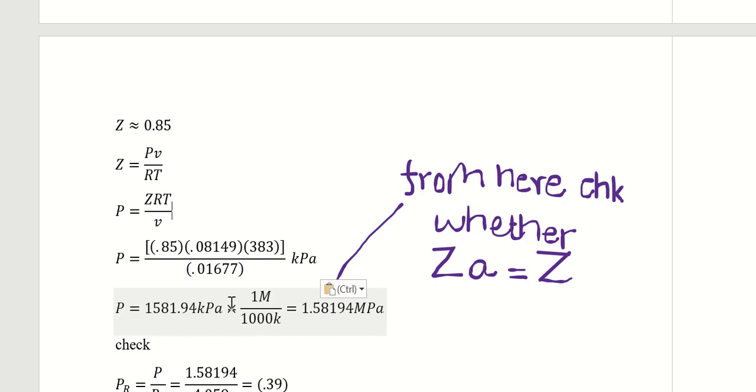Okay, and how do we do that? We multiply by what we want. It'd be like 1 mega is equal to 1,000 kilo, and the kilo is going to cancel out, and we get 1.58194 megapascals.